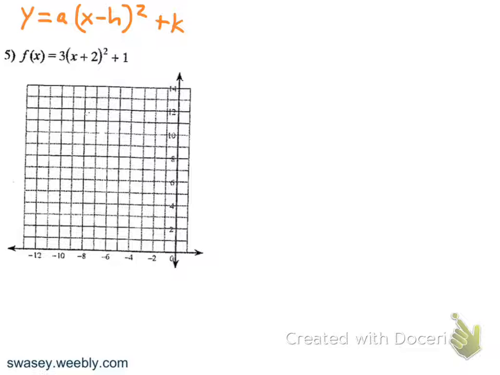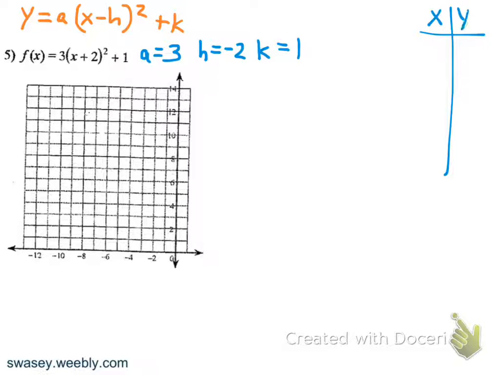So if we look at this, we can tell that our a is 3. The h now has a minus in front of it, so it's the opposite of what we see. So the h is -2. And then the k is 1. So we have a vertex at -2, 1. So plot a point at -2, 1.